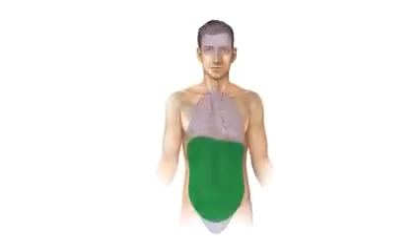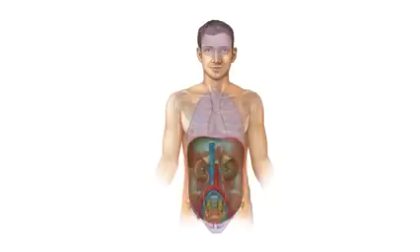Today we're going to be talking about the urinary system. The organs of the urinary system are located in the abdominal cavity, which we see here.